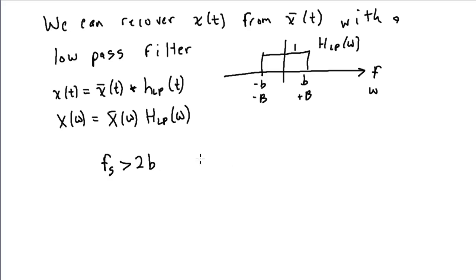This 2B is known as the Nyquist rate. So I need to sample at greater than the Nyquist rate in order to recover my original signal. And if we sample below the Nyquist rate, we're going to recover a distorted version of x of t.